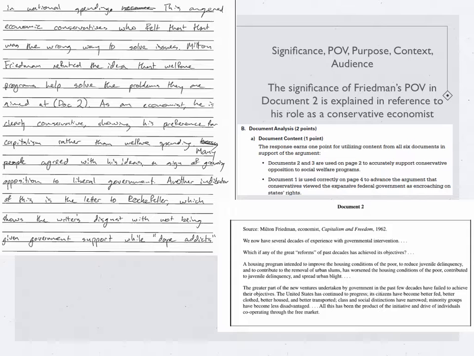And so the student is able to show significance of the point of view of this author, and the student does this. If you look at the actual essay, you will see the student talks about the anger of economic conservatives on line 2, who felt that was the wrong way to solve the issues. Milton Friedman refuted the idea that welfare programs help solve the problems they aimed at. And he's a conservative, and he's reacting to how these programs are making people more dependent.